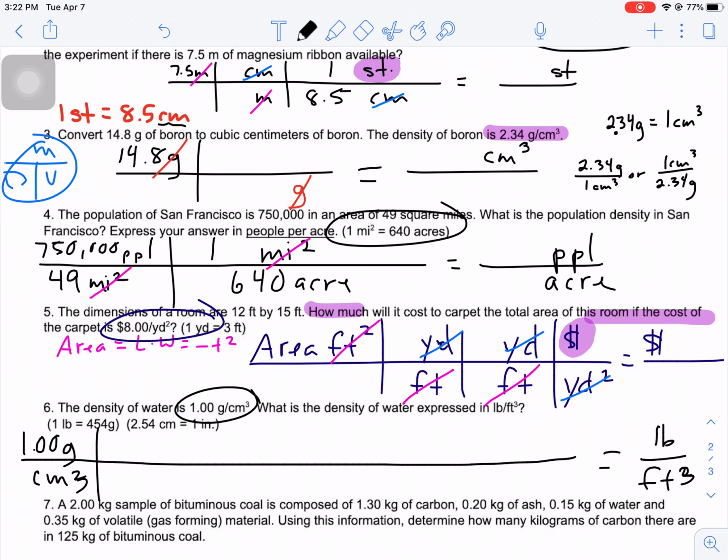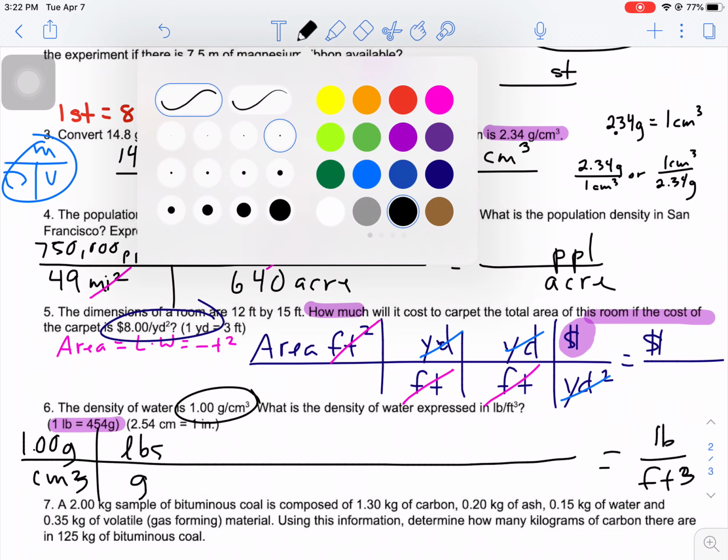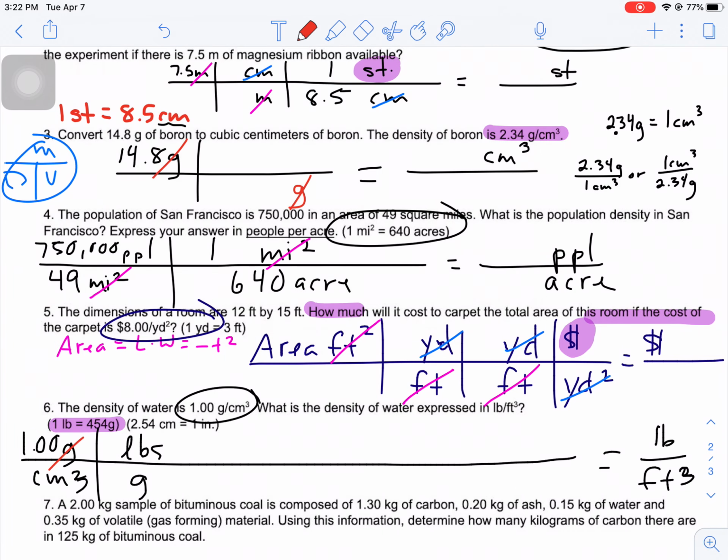All right, so I would start by maybe converting from grams to pounds. That's pretty easy to do. I have given you the conversion factor to do that. And in which case, we'll show unit cancellation, grams canceling out grams. Now, the hard part of this problem is going to be getting from cubic centimeters to cubic feet.